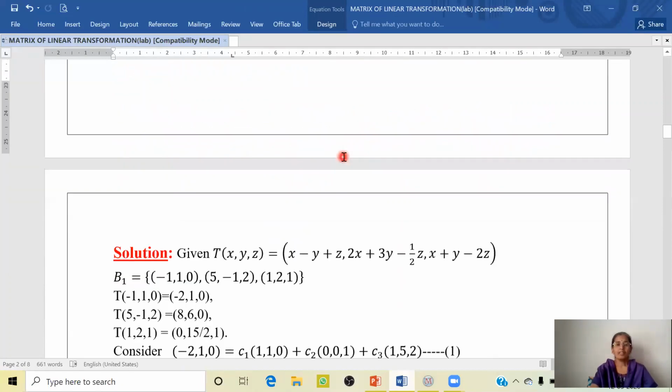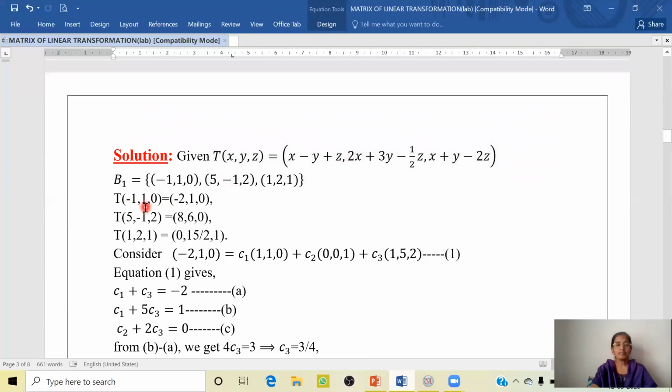So when we consider B1 and find the images under the given definition of T, we get T of (minus 1, 1, 0) = (minus 2, 1, 0). T of (5, minus 1, 2) = (8, 6, 0). T of (1, 2, 1) = (0, 15 by 2, 1). Now, all these 3 images belong to the vector space V, and vector space V has a basis B2.